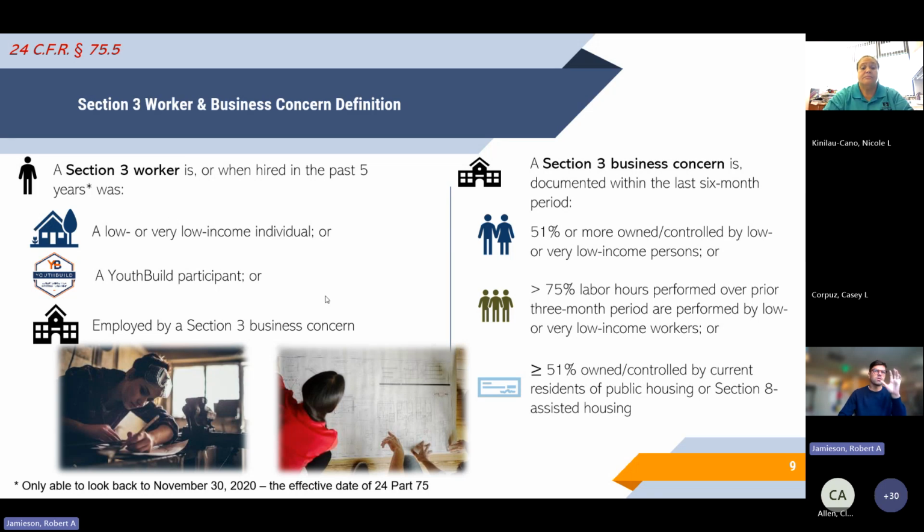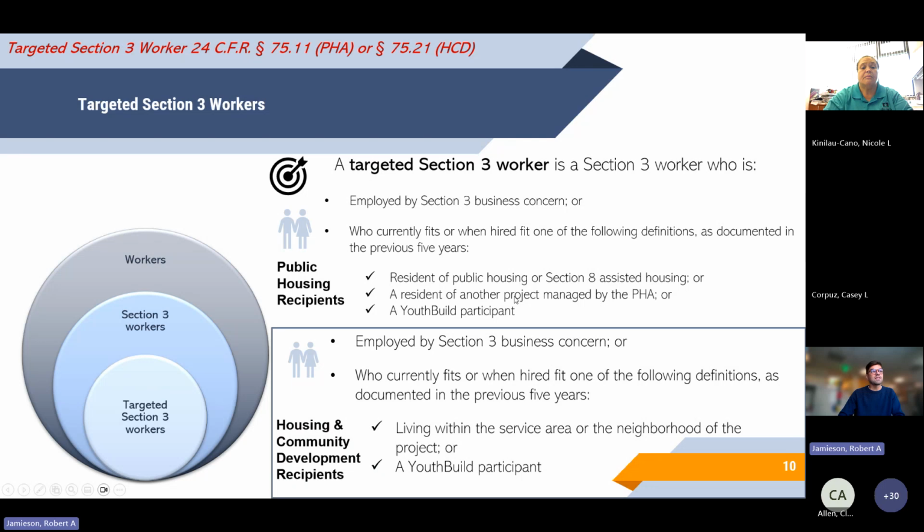Okay, that's the general low-income individuals. The next one we want to look at, though, is a bit more specific, and that's why we call it a targeted Section 3 worker. The threshold or the percentage that we require for this type of worker is much lower, mainly because it's just much more specific. So the definition here varies based on the origin of the funding. We have a public housing definition and an HCD definition.